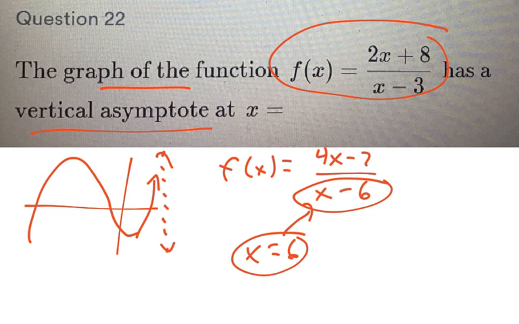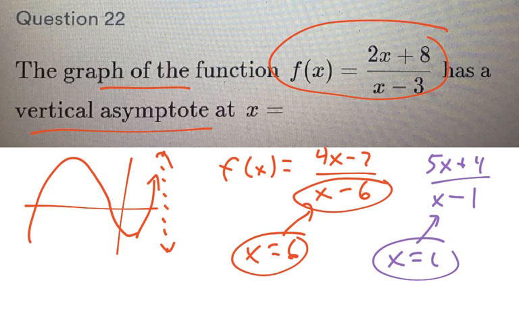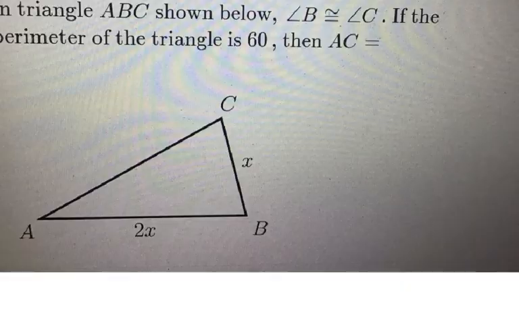Let's do another example. Let's say my function instead is 5x plus 4 over x minus 1. This time I know when x is 1, 1 minus 1 is 0, and whenever I divide by 0, that's infinite, as we say, a vertical asymptote. I hope that helps you on number 22.